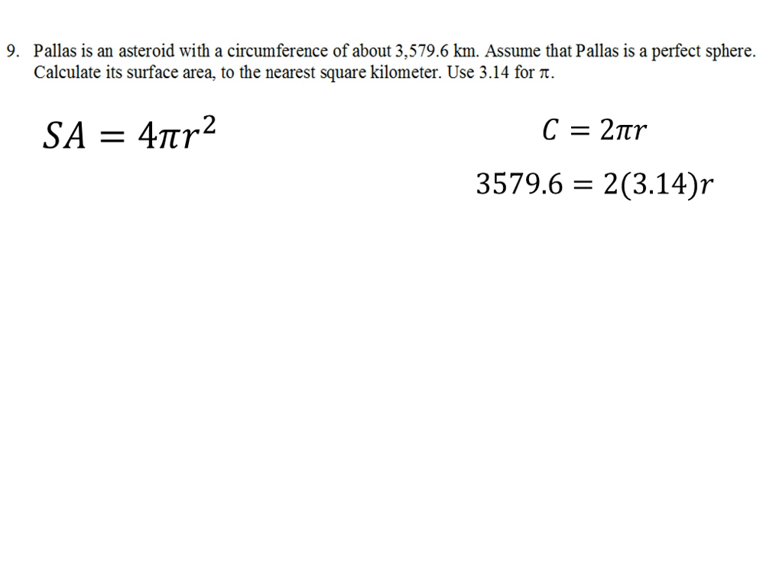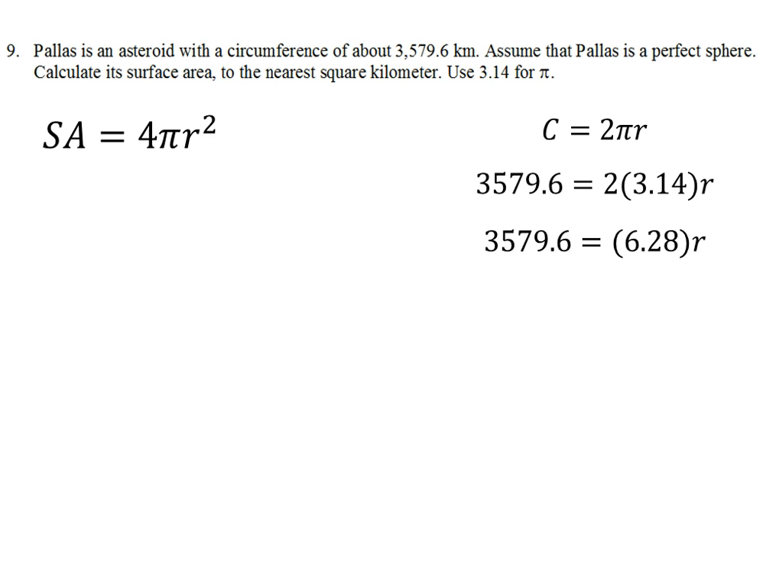3,579.6 has got to be equal to 2 times 3.14, because I'm using that for pi because I'm told to do so, times the radius. Now I can solve for the radius by using algebra. I know what 2 times 3.14 is. It's 6.28. I've done that a lot of times.